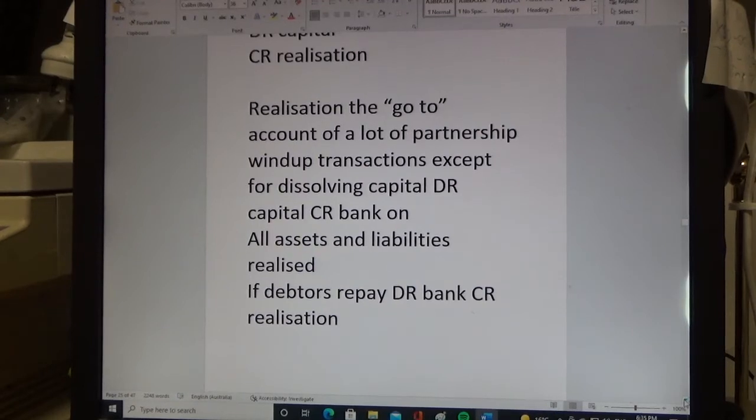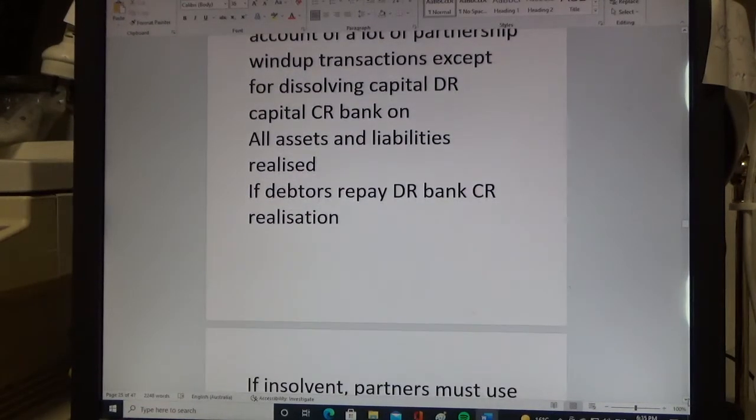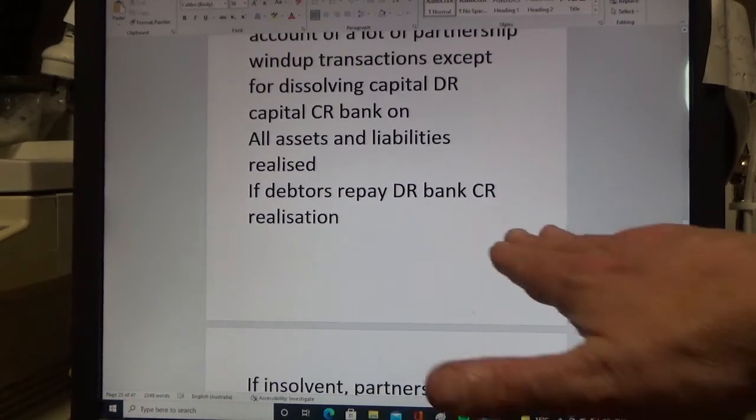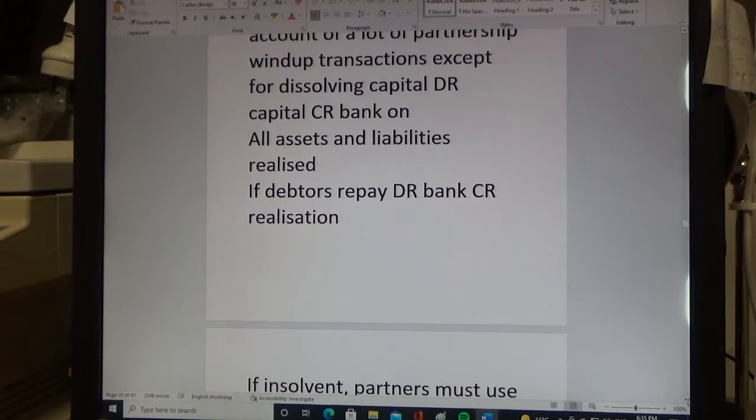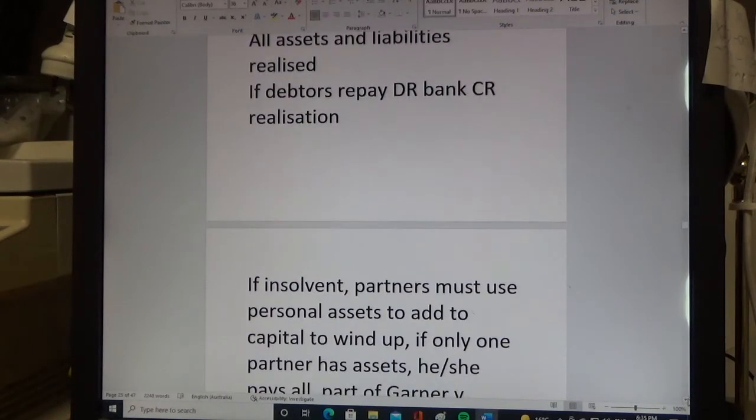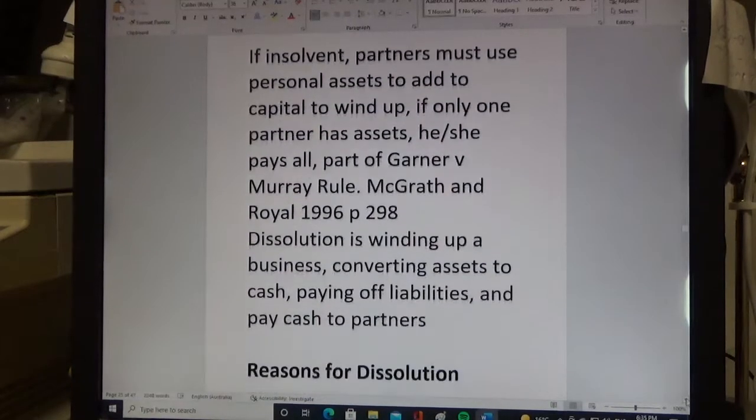And there's one more whiteboard just to summarise all this. If the debtors repay the partnership, accounts receivable, you debit bank and credit realisation. There's no more accounts receivable account. That's been taken off the books and absorbed into realisation. So this might be the final accounts receivable settlement before the partnership is wound up. If the partnership is insolvent, the partners must use their own personal assets, like their boats and cars, to add money to the capital.